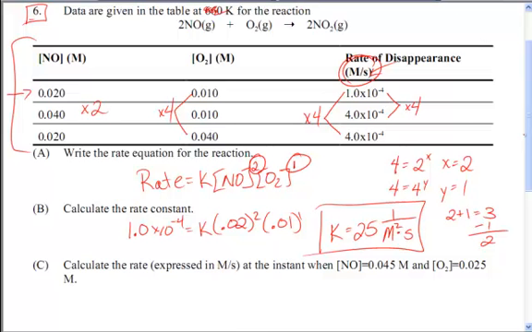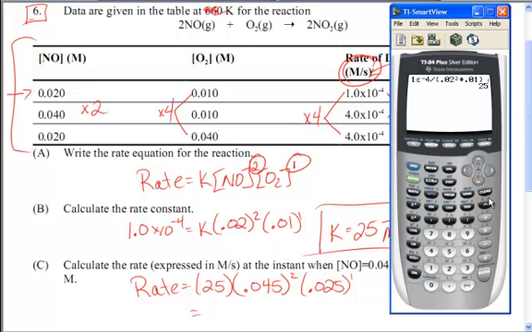So I say, okay, rate is equal to K, which is 25, times my concentration of NO, which they tell me is 0.045, still squared because it doesn't change for the chemical reaction, times the O2, which is 0.025 to the first. Times 0.045. I already have the 25 in there, the K value, times 0.025. Enter. I'm going to put this in scientific notation, so this is going to be 1.27 times 10 to the negative 3.